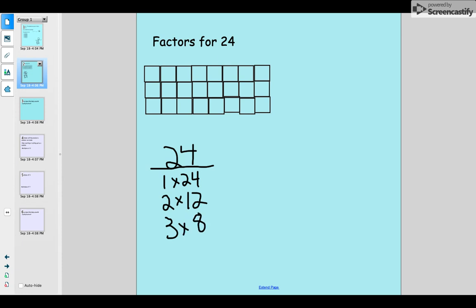Now the next number I'm going to try is 4. So again, I'm going to move some blocks over.